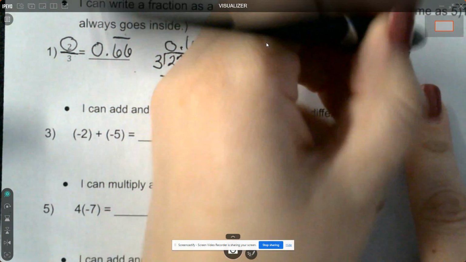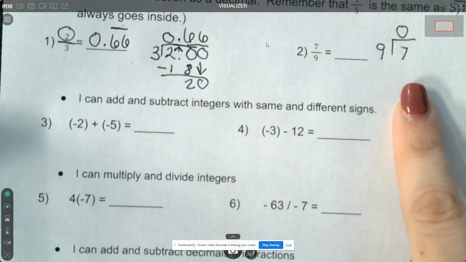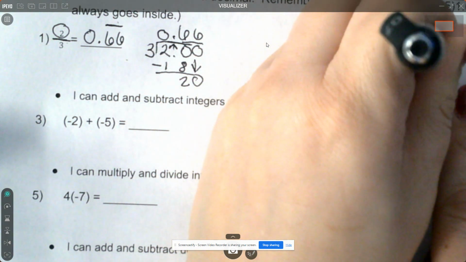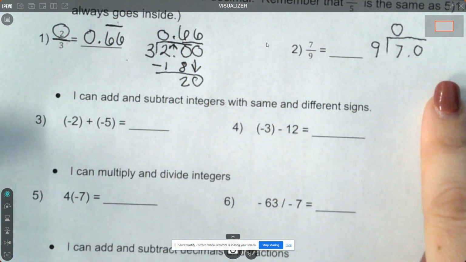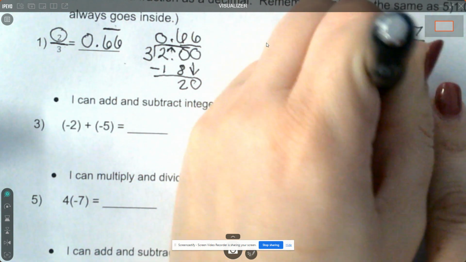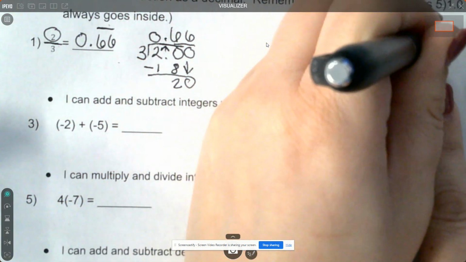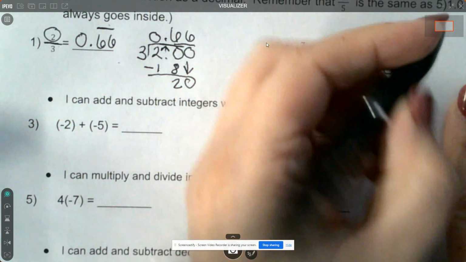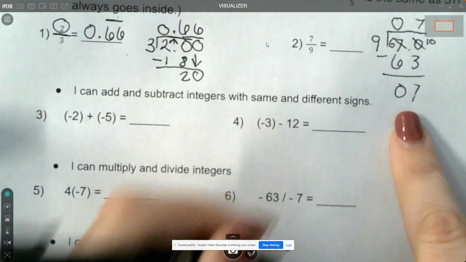So 9 doesn't go into 7. What can I do though to make me be able to divide? What can I do, Esmeralda? Add a decimal and then a 0. Does 9 go into 70? Madison, how many times? 9. 9 doesn't go into 70 9 times. Goes in there 7 times. 9 times 7 is 63. When I subtract, remember you have to regroup. So this becomes a 10 and that becomes a 6. 10 minus 3 is 7. 6 minus 6 is 0.